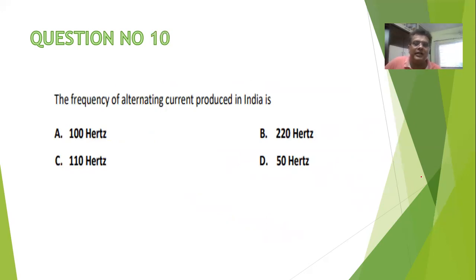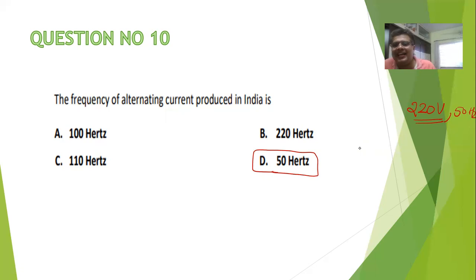The frequency of alternating current in India, please know it, which is 50 hertz. But I know some of the students, the moment I ask you about AC, alternating current, they say 220. Remember clearly, 220 volt is the voltage supply in India. That's not a frequency. It is 220 volt, 50 hertz, 220 volt, 50 hertz.